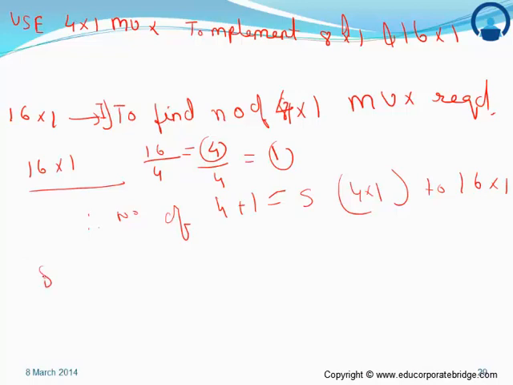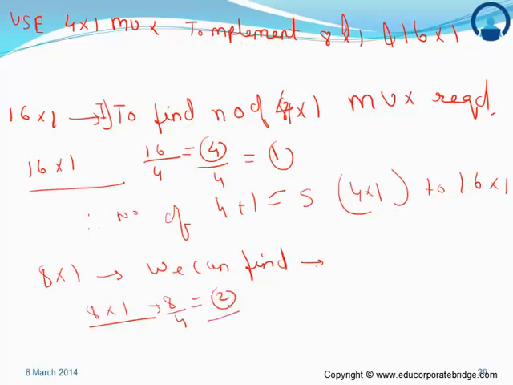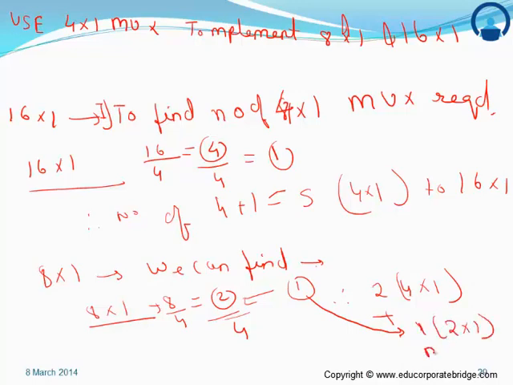Similarly, to construct an 8 cross 1 mux, we divide 8 by 4, which gives 2, and then 2 is divided by 4. Now since this is not 1 and we cannot divide it further by 4, we take 2 divided by 4 as 1. Therefore, a total of 2 4 cross 1 mux are required, plus, since this 1 is not a normal 4 cross 1, we take a lower order mux, that is a 2 cross 1 mux is required in this case.